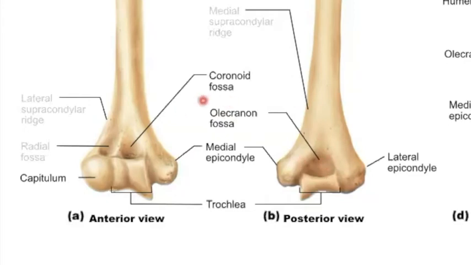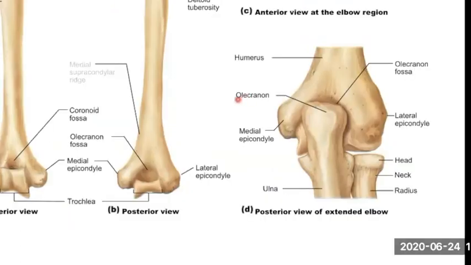Don't worry about the coronoid. Well, yeah, let's skip the coronoid fossa. Just remember the olecranon fossa over here, because that is where the olecranon of your ulnar bone gets into.